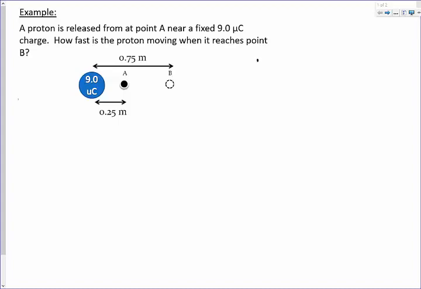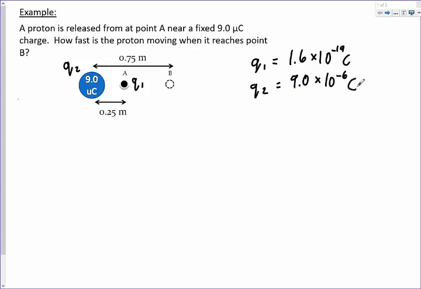So let's just make a note of that. We'll call the proton Q1, and we'll call the fixed particle Q2. Q1 is a proton, and remember, if it's a proton, it has a charge of e, that 1.6 times 10 to the negative 19 coulombs. And Q2 is our 9 microcoulombs. So let's make a note of that, and let's change that micro to times 10 to the negative 6 coulombs. So there's our two charged particles, and what we want to find in the end is the final velocity of this proton.